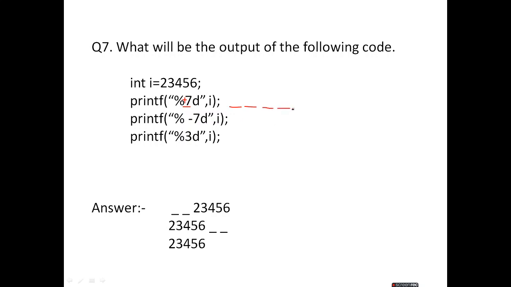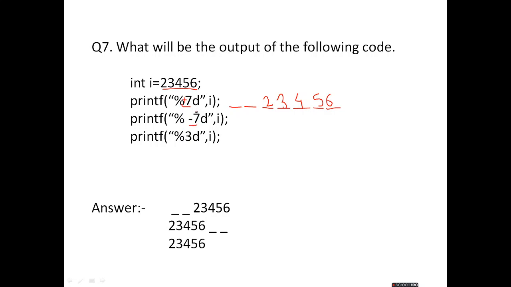1, 2, 3, 4, 5, 6 and 7. So 7 spaces are preserved on the output screen. Now we need to print 2, 3, 4, 5, 6. So plus indicates that it is a right justification, so it will be printed from here: 2, 3, 4, 5 and 6.